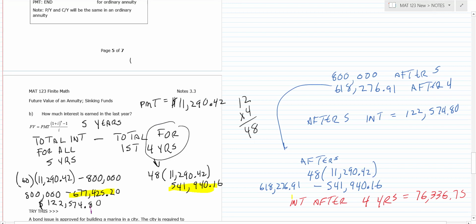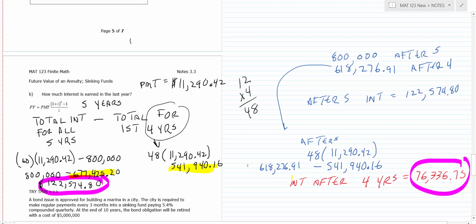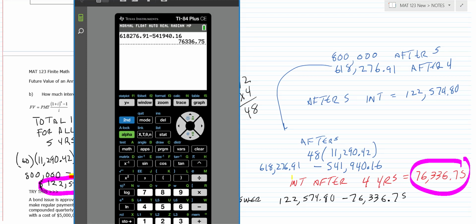So here's what happens. This is the interest after 5 years. That's the interest after 4 years. So what are you going to do to find the interest on the last year? You subtract the two, right? Okay, so you do that. All right, so to finish this up, the answer to the problem, you would just do the 122,574.80 minus this, and then that would give you the amount of interest that's earned in the last year only. Okay, so that's what that's doing. All right, so I'll do that on the calculator, and then that'll finish that up.